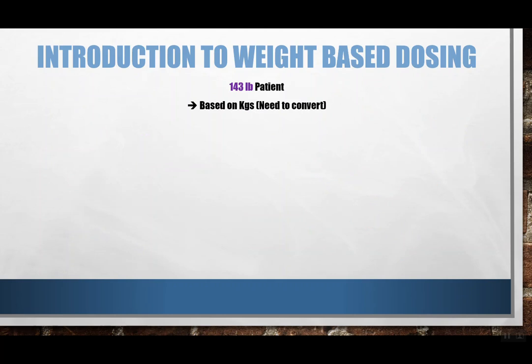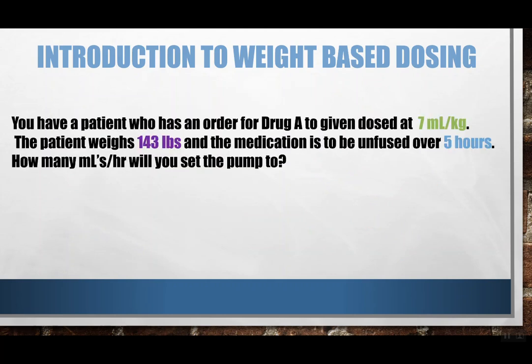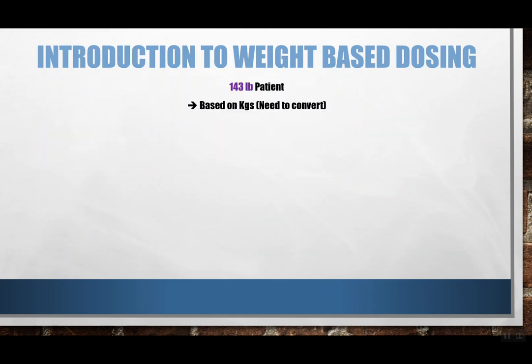I need to convert this to kilograms, because it's 7 mils per kilogram. And whenever you see pounds and it's a weight-based calculation, you need to change it over to kilograms. So X kilograms, this is the same as dimensional analysis. I have 1 kilogram over 2.2 pounds. That's a conversion that you need to know. I convert that by multiplying it by the actual weight, which is 143 pounds. Canceling it out, all I have left is the kilograms. Multiplying across gives me 65 kilograms.